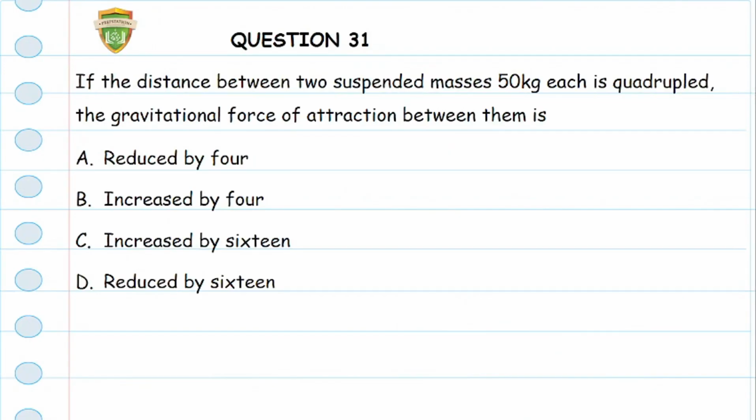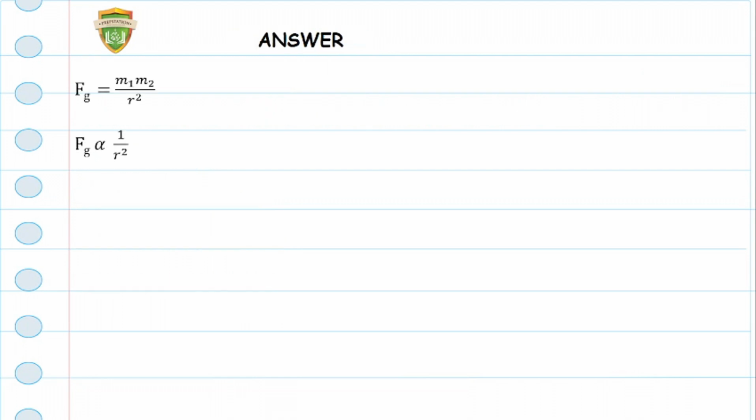Question 31. If the distance between two suspended masses of 50 kilograms each is quadrupled, the gravitational force of attraction between them is. Now we know that this is the formula for the gravitational force of attraction, which is the product of the masses of the bodies all over the square of the distance between the bodies. But we can rewrite this formula as simply the gravitational force being inversely proportional to the square of the distance between the bodies.